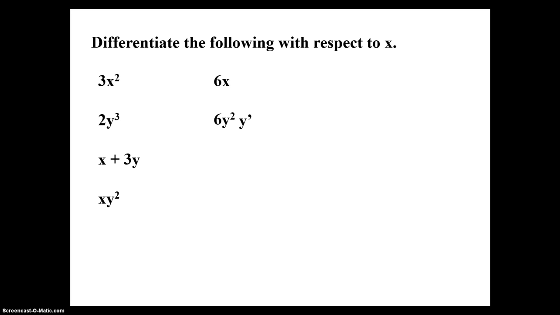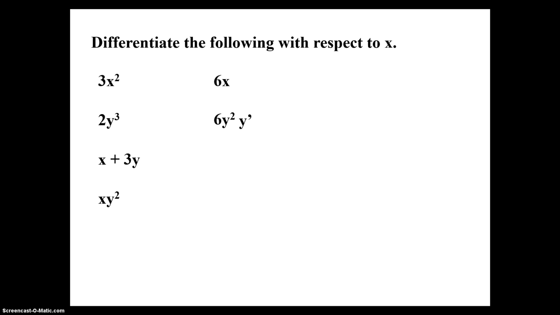And this is what implicit differentiation is all about. Okay, so all in all, our answer would be 6y squared y prime. Okay, let's take a look at the next one.